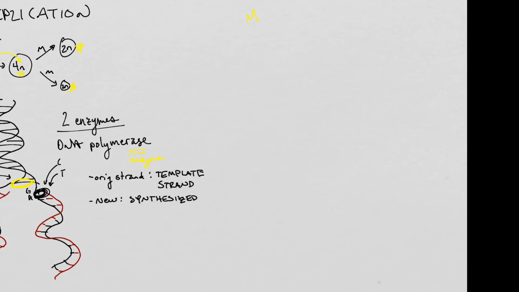I don't need to write that in yellow. And their names are Meselson and Stahl. These are the two scientists that figured out how DNA replicates the way it does. Now, they had a couple of ideas. They thought that DNA could replicate in three ways.